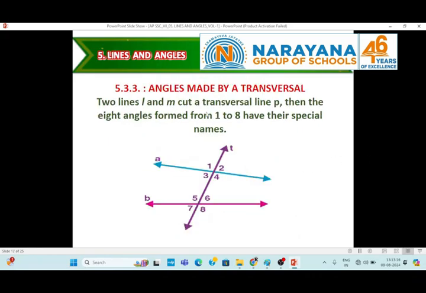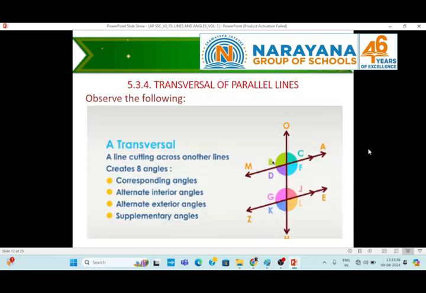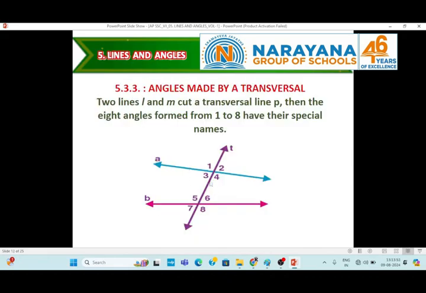Moving on to the next, angles made by the transversal. So when a transversal cuts the two lines A and B at two distinct points, how many angles are formed? Here the numbers 1 to 8 are given. 8 angles are formed. Among the 8 angles, a transversal line cutting across the other lines M and Z creates 8 angles, as we discussed just now.